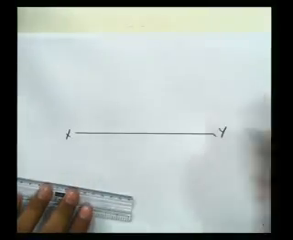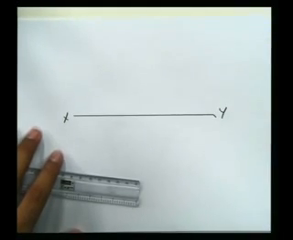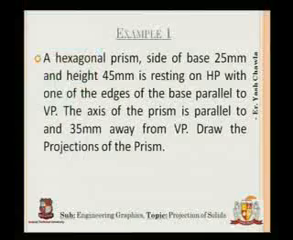X, Y. So this is there. Now what I have to do is mark a point which is 35 mm away from this line XY. Why 35 mm? Because it is said in the question. If you look at the question, I'll keep it there for you. Yeah, it is there on your screen.